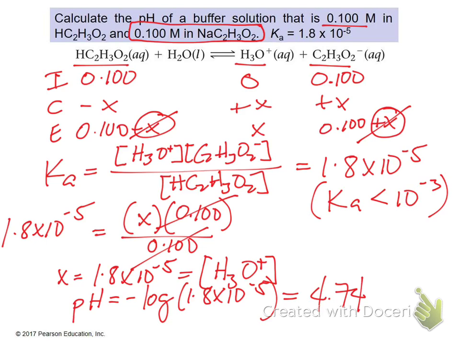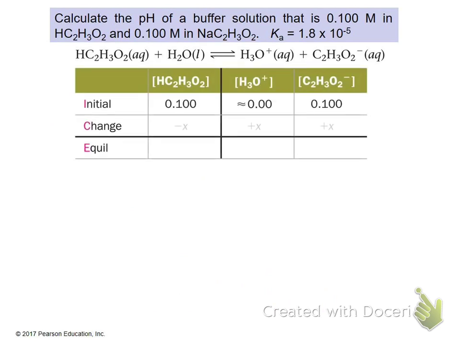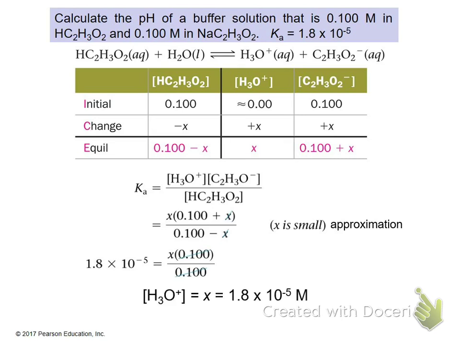All right. Here's a cleaner version. Populate the ice table. Then set up your Ka expression. Find the value of x. And plug it into the pH equation, which gives us 4.74.